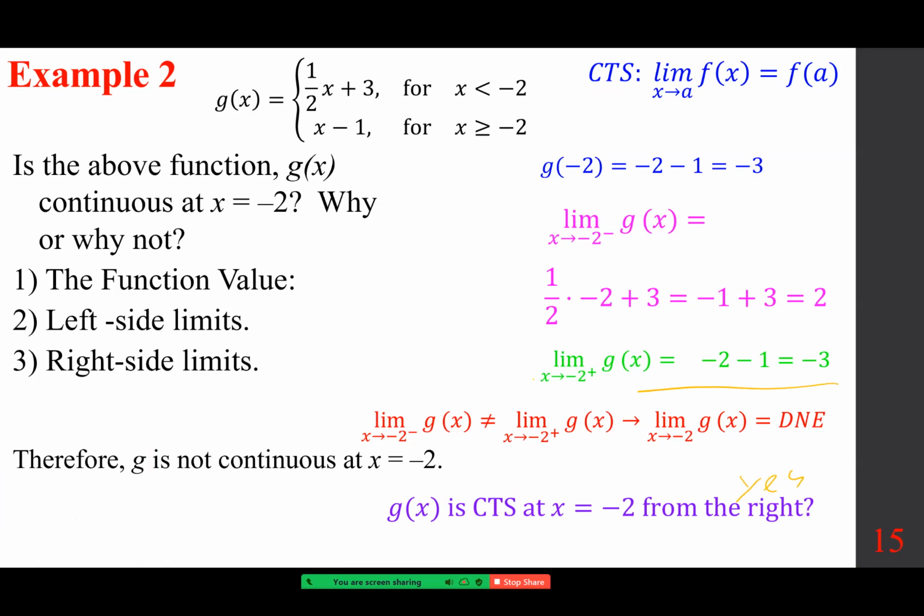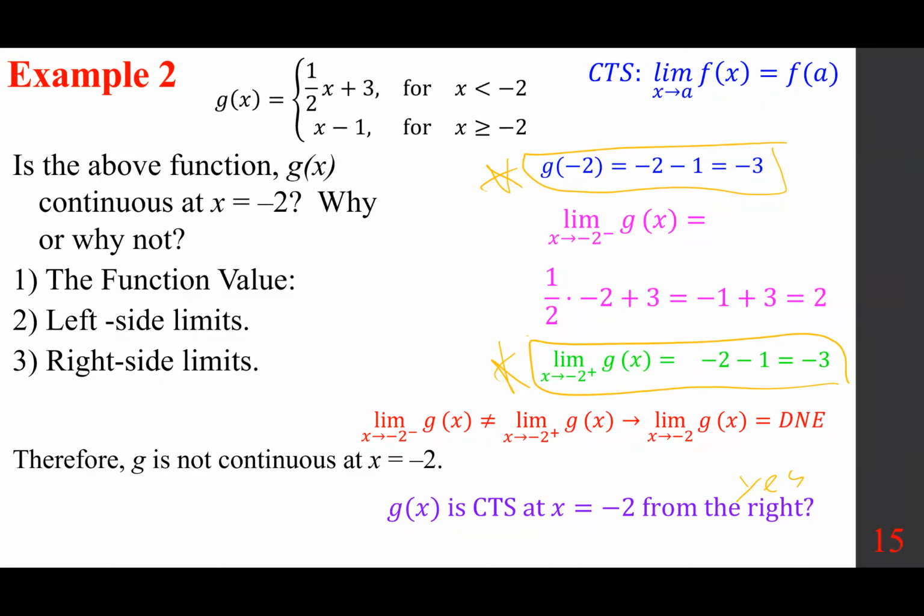And the reason is this. These two are identical. So we do have such a thing as continuity from one side. But let alone, is this continuous at x equals -2? The answer is no, it's not.